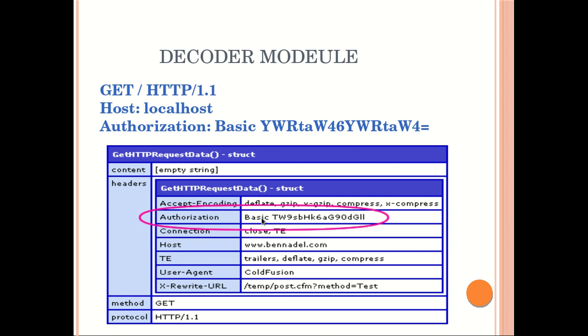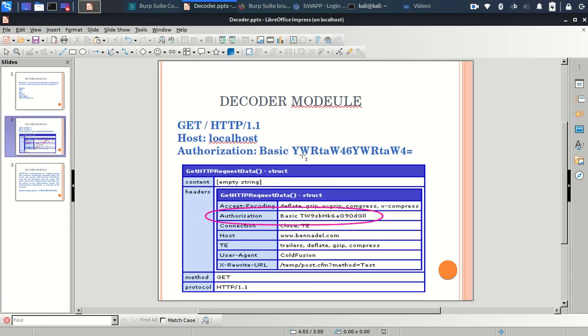Say there is an HTTP request of the form like this: GET, host, and some headers. Now this is the authorization header, followed by some strings, Basic, and this one. This string shows base64 encoding. Generally, you may sometimes find this type of header in your HTTP request. Whenever you find this type of header, you will know that it is following a base64 encoding.